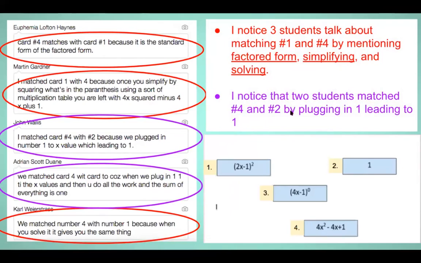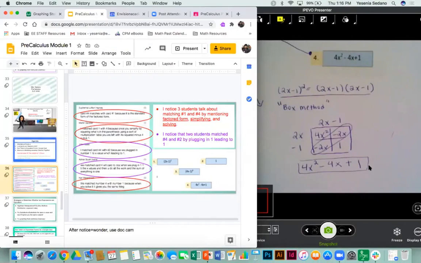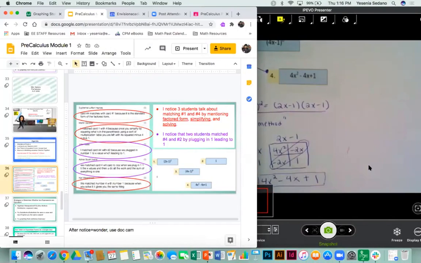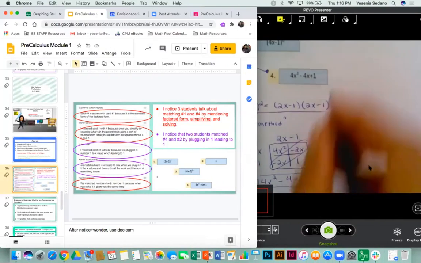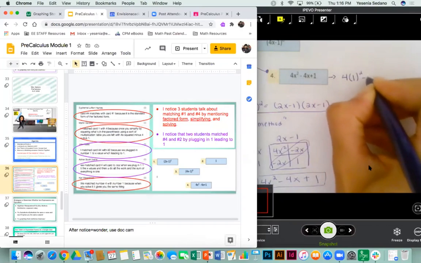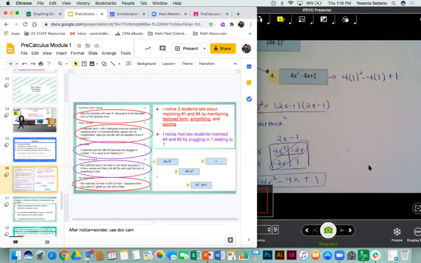And that's what I noticed here. These two here in purple, they said that they matched 4 and 2 because they plugged in 1 and it led to the answer of 1, which is card number 2. Let's go ahead and test their method and see if that's also true, because what if maybe there's more than one match? So I'm going to go to the side and copy the method they said to do. So let's try to plug in 1 for x. Notice when I'm plugging in, I make sure I use parentheses.